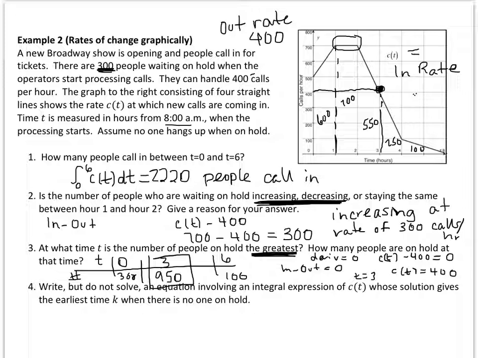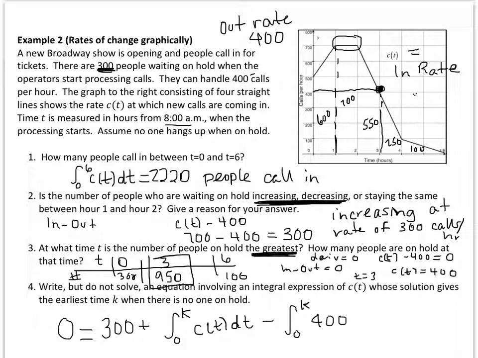Then my fourth question here is to write an equation involving the integral of C of t whose solution gives the earliest time k when there is no one on hold. I know that my number here is the number of people on hold, so if no one's on hold, I want it to be equal to 0. The number of people is comprised of the initial call in, plus the integral from 0 to some time k of C of t, that's my number in, minus my number out. And there I have my expression.